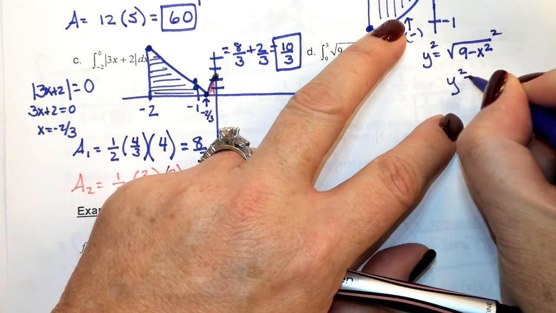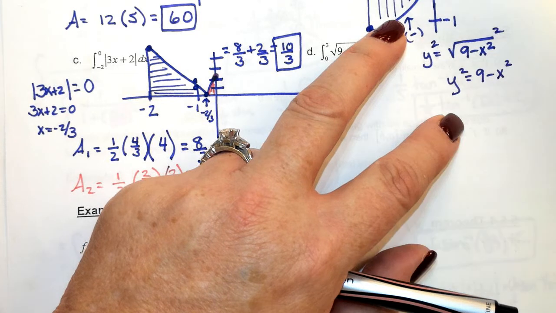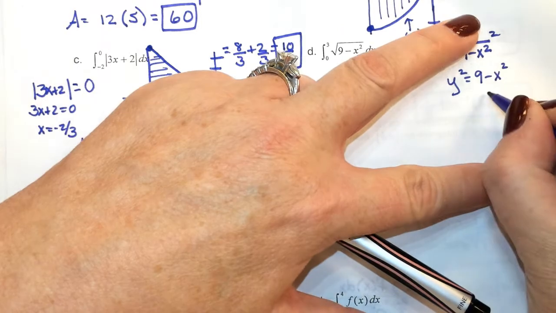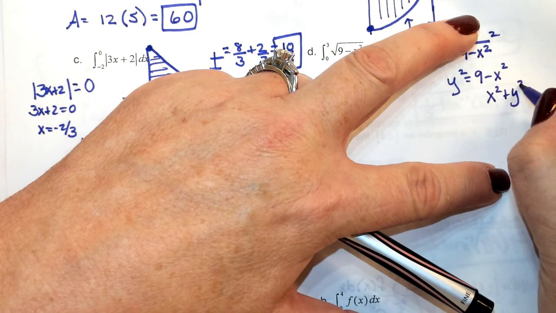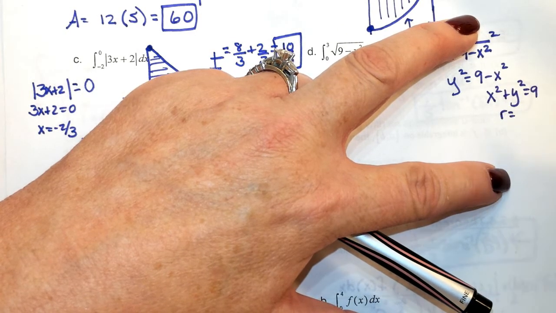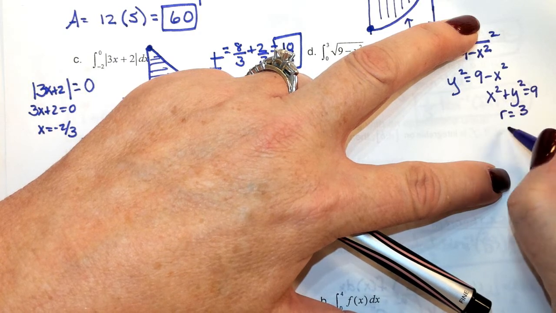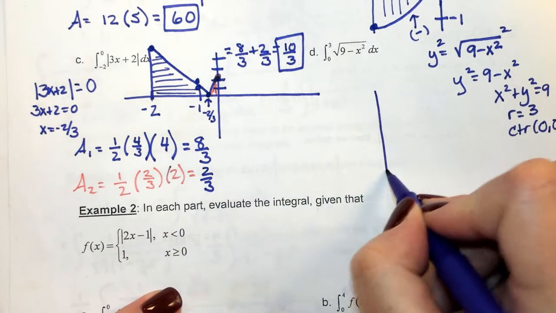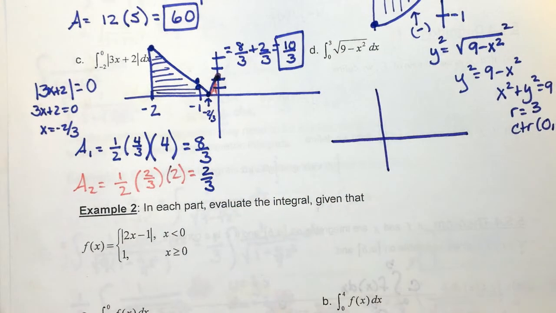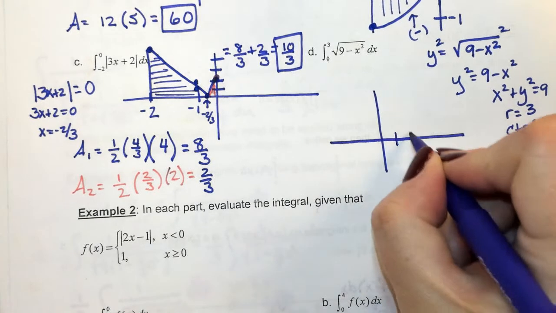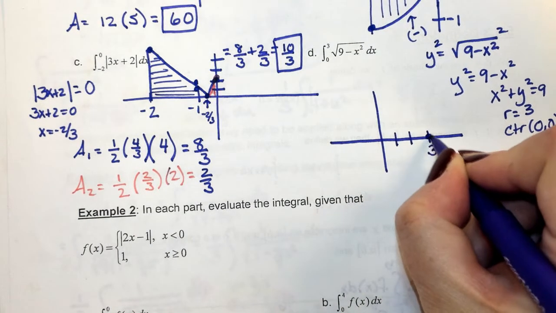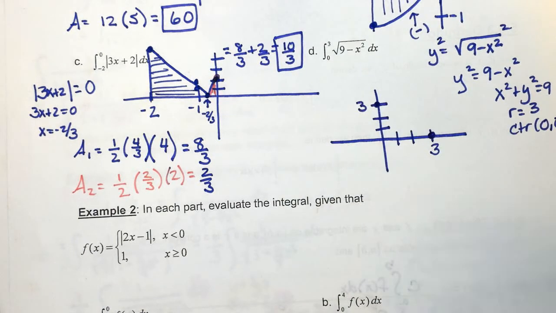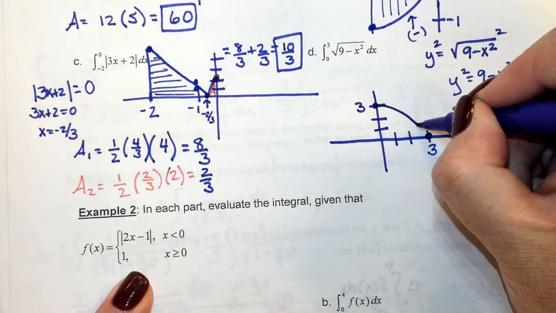So I have y squared is equal to 9 minus x squared. Anybody want to take a guess what shape this is going to be? Circle. Because I can write this as x squared plus y squared is equal to 9. What's the radius of the circle? The radius is 3, and the center is where? 0, 0. But now I only want to look at this circle from 0 to 3. So there's 3. There's 3. So I'm only looking at this part of the circle.